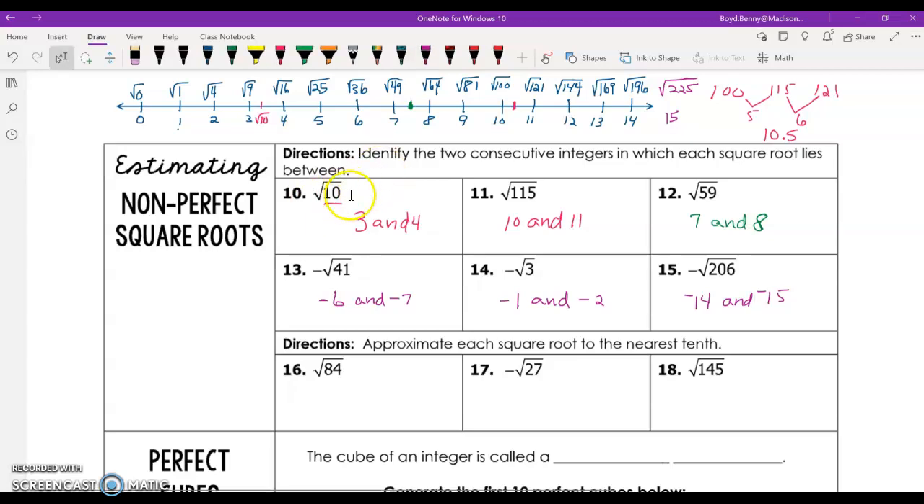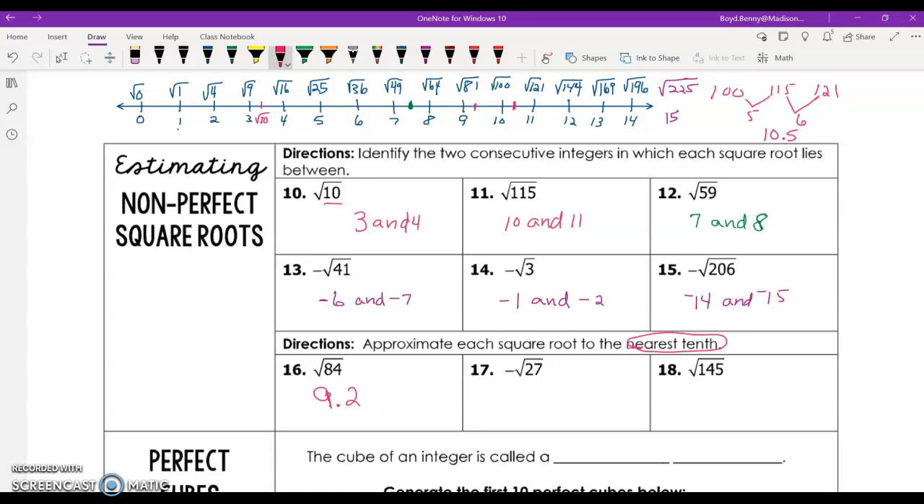Now we want to do the same thing down here for the square root of 84, except they're asking us to approximate it to the nearest tenth. Where does 84 fall on this number line? I see it's between 81 and 100, so it's going to be 9 point something. How far is 84 from 81? That's only 3 spaces away, and it's further away from 100. It's less than half. So I'm going to say this is about 9.2.